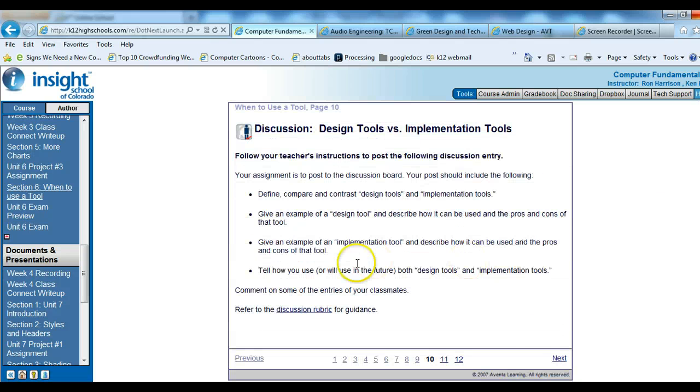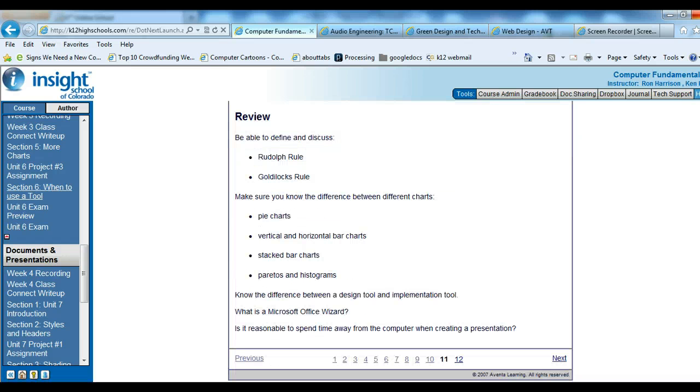Discussion, we're skipping the discussions in the class, so don't worry about that. What I've tried to do is integrate the discussions into the Class Connect write-ups. You'll see that. So a review in this unit: Rudolph rule, Goldilocks rule, you remember those. Different types of charts, we looked at those. Difference between design tools and implementation tools, we learned what a wizard was. So we've learned all that stuff, haven't we?